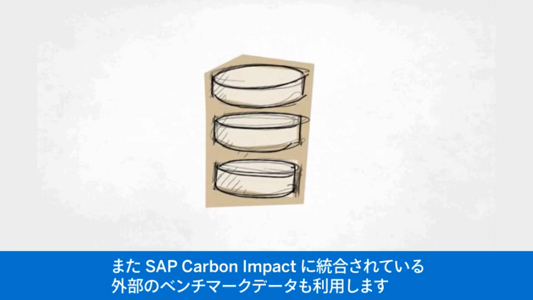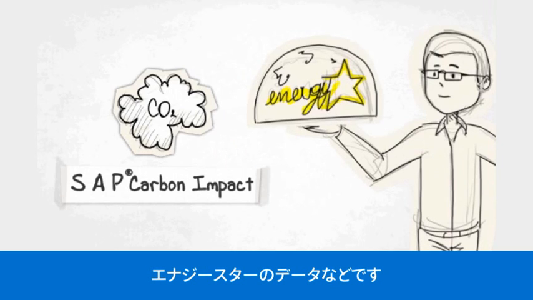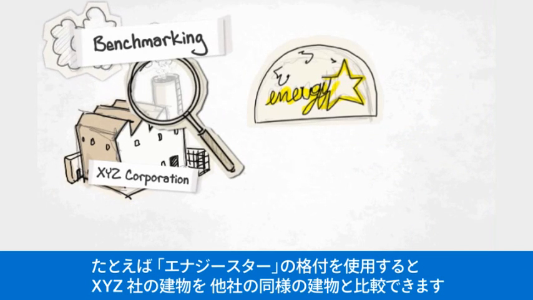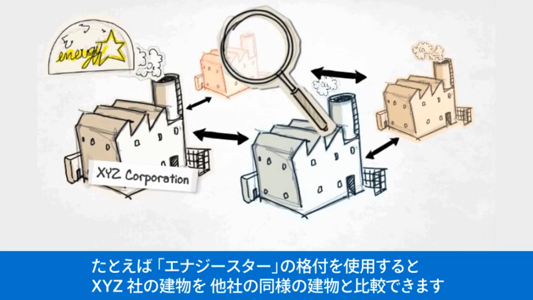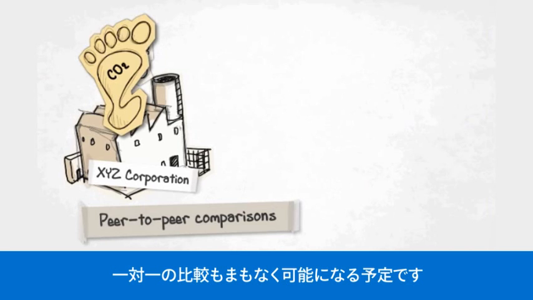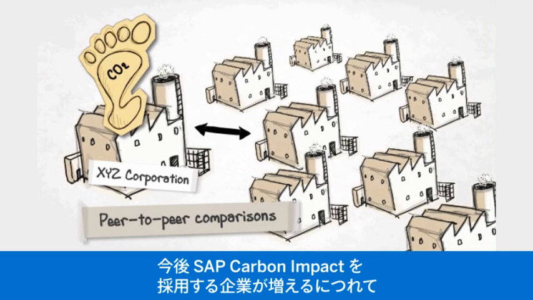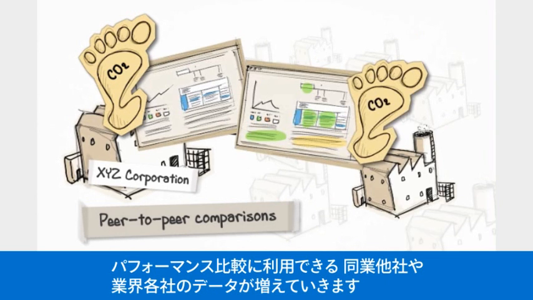Kyle also uses the external benchmarking data integrated in SAP Carbon Impact, such as data from Energy Star. With Energy Star ratings, for example, Kyle benchmarks XYZ Corporation's buildings against similar buildings in other companies. Peer-to-peer comparisons will also soon be possible. As more and more companies use SAP Carbon Impact, it will become possible to compare your performance against aggregate data from peers in the industry.